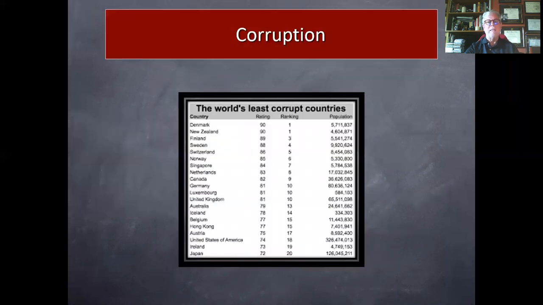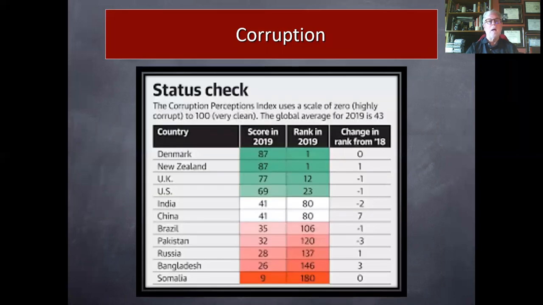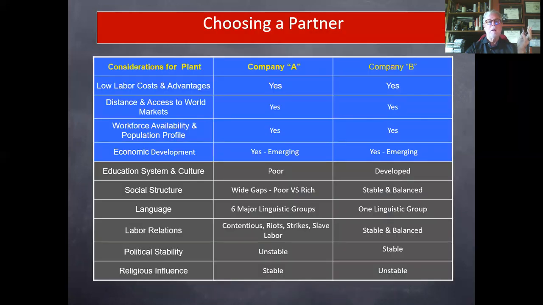The least corrupt countries you can see on this chart. And then over here, again, the least corrupt. But you get into countries, most of them are in Africa at this point, a huge continent, many businesses, natural resources there, very rich country. But the bureaucracy there is famous for corruption.